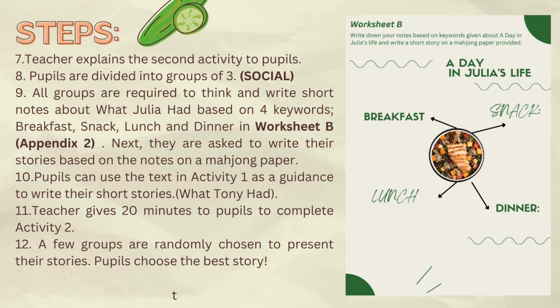Then, they are asked to write their short stories based on the notes on a mahjong paper. Pupil can use the text in activity 1 as a guidance for them to write their own short stories. Teacher gives 20 minutes to pupils to complete activity 2. A few groups are randomly chosen to present their stories, and lastly, pupils choose the best story of the day.